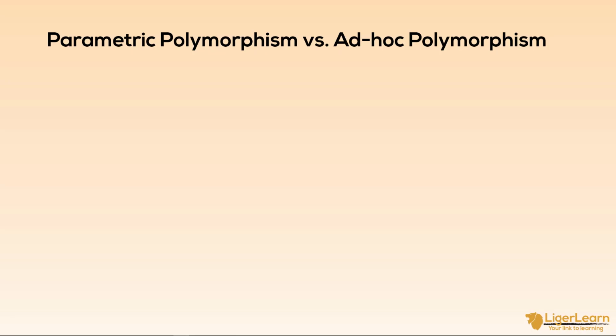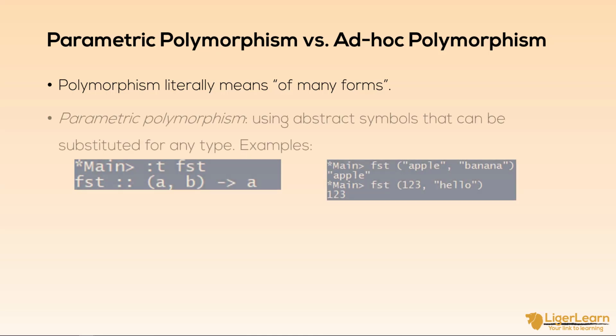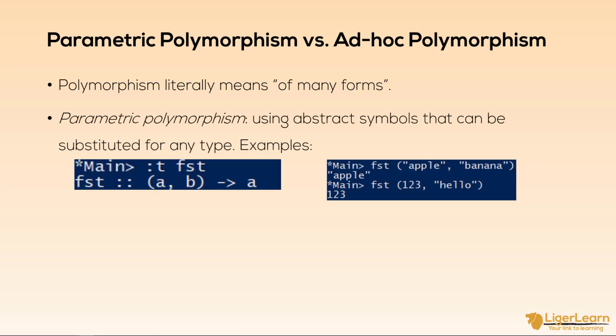We know that polymorphism literally means of many forms. In Haskell, there are two main types of polymorphism that we deal with and that we have now seen. The first is parametric polymorphism. This is where we use abstract symbols which can be substituted for any type. For example, in the type signature of the fst function, we are using the symbols a and b to refer to any type. So given a two-tuple, the return type will always match the type of the first element in the tuple. And we can see that in action here, where the return type is a string the first time we call it, and an int the second. This is an example of parametric polymorphism.